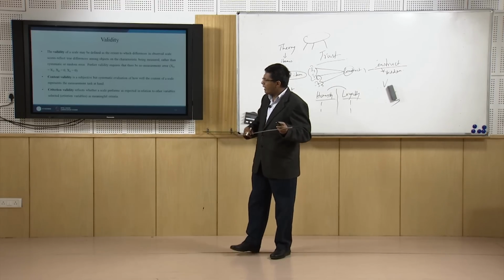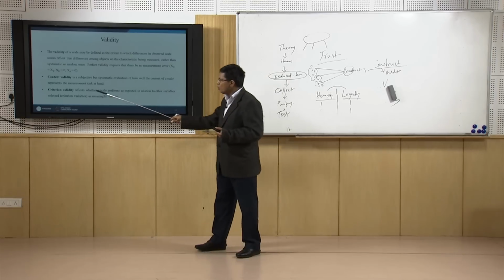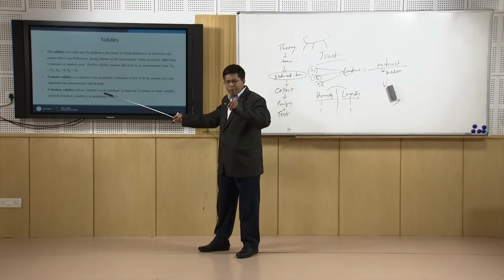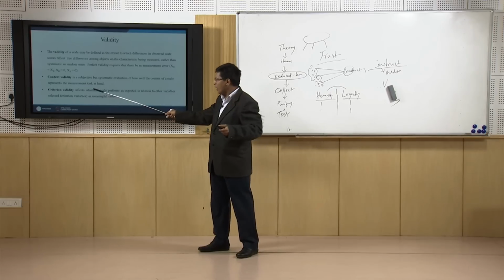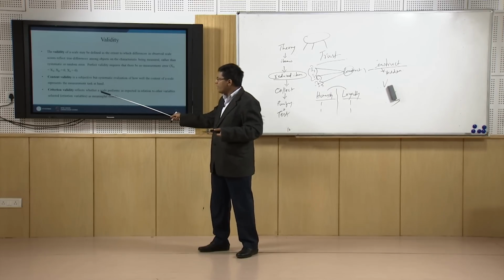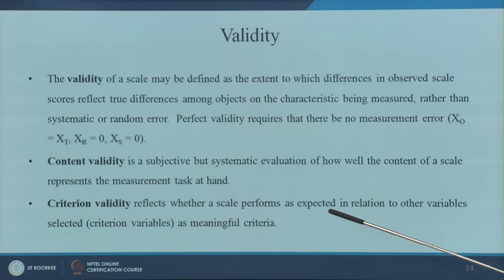So this is why criterion validity helps you to forecast into the future, in one way. It reflects whether a scale performs as expected. So if I have done well in GRE, I should also be doing well in my college score.